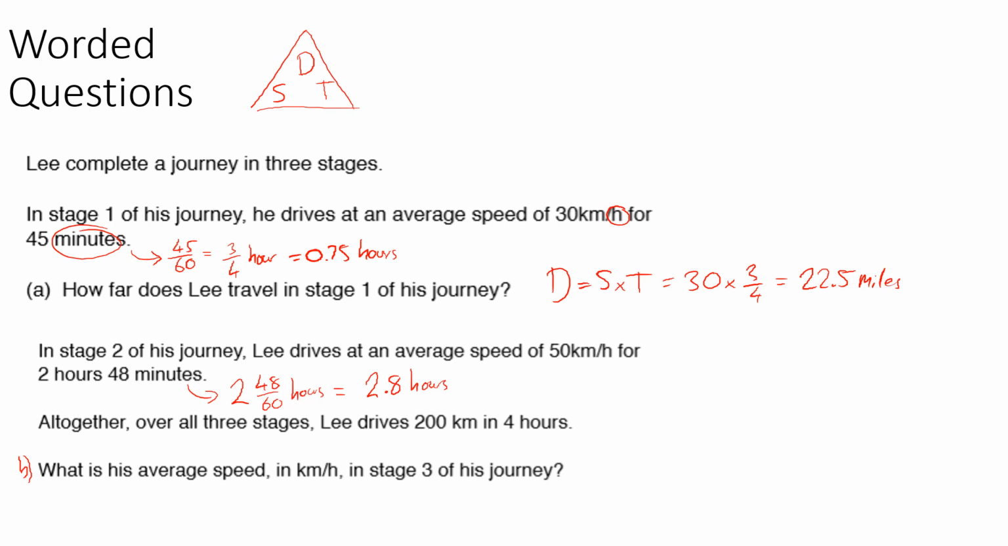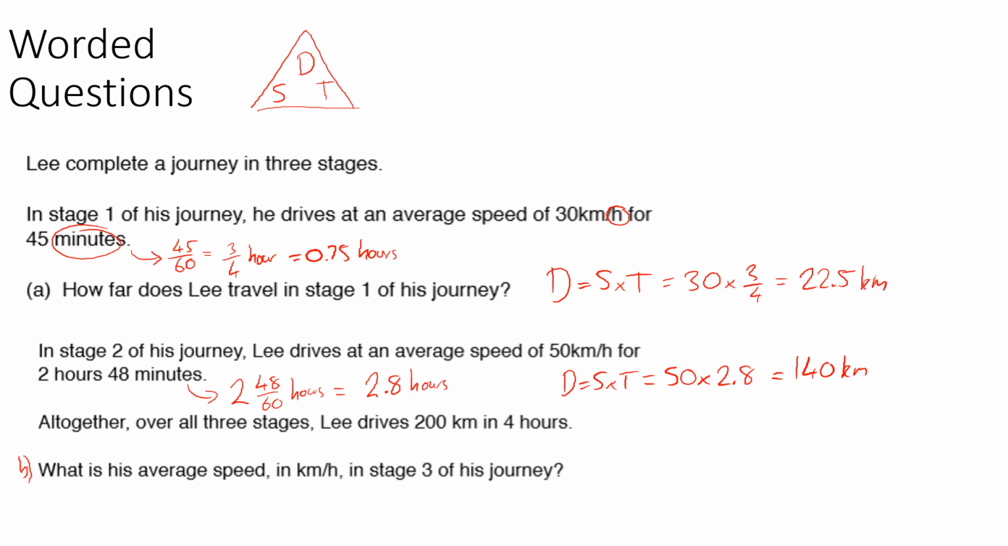Anyway, we're still finding distance again, so we're going to do speed times time, which in this case is a speed of 50 times a time of 2.8, which tells us he covers 140 kilometers. Should have gone back and changed that to kilometers as well, shouldn't I?